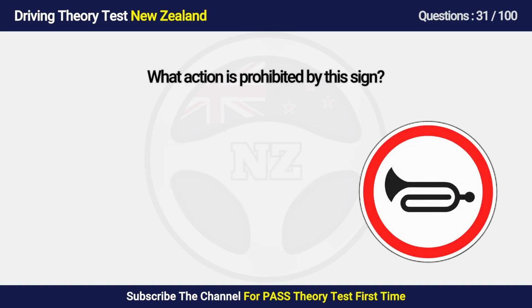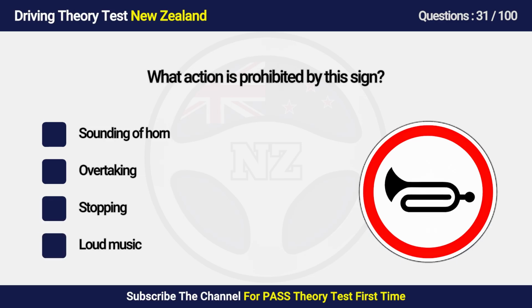Question 31. What action is prohibited by this sign? A. Sounding of horn. B. Overtaking. C. Stopping. D. Loud music.